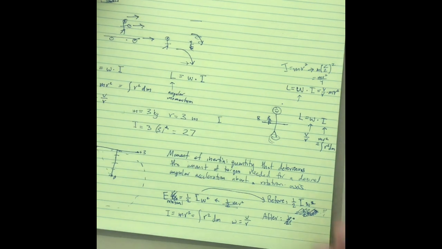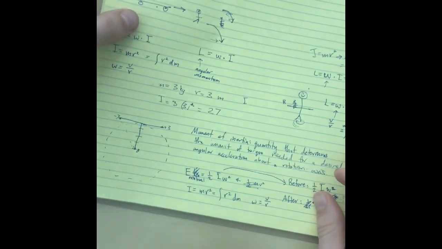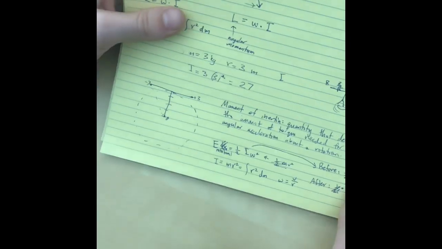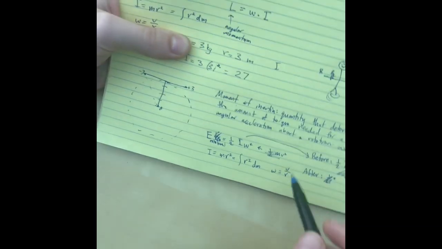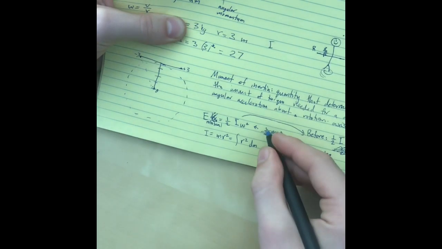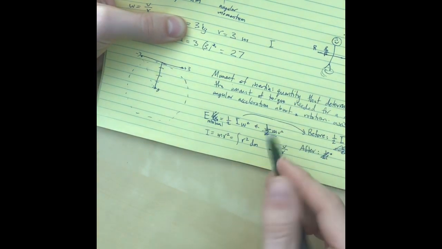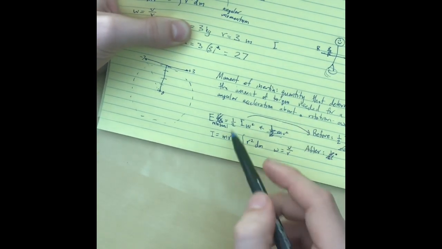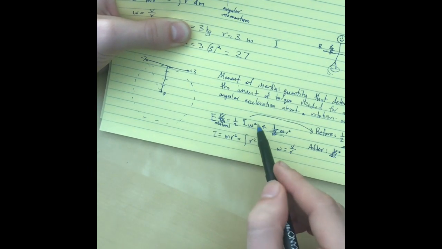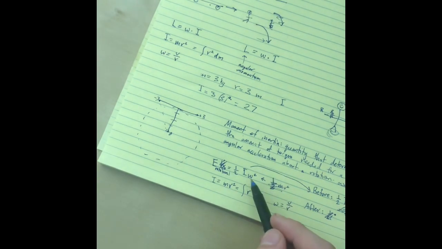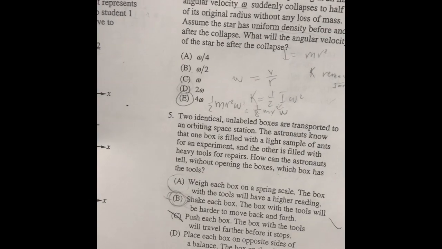The last thing we're going to talk about is rotational energy. It's sort of like normal kinetic energy. We can see the relationship between these equations: 1/2 mv squared, but for rotational energy, it's 1/2 moment of inertia times angular velocity squared.